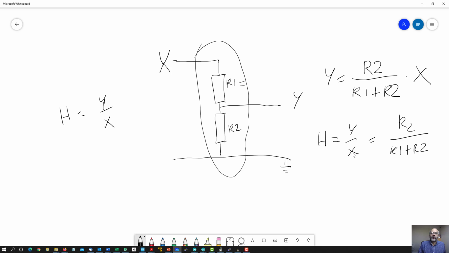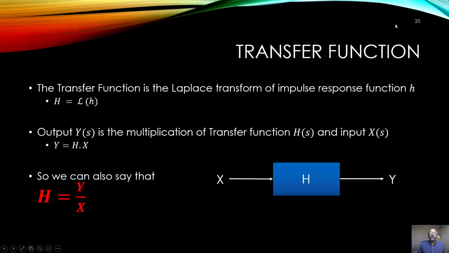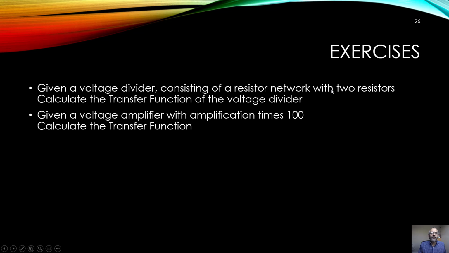And yeah, let's assume that this is 100, this is 1000, for example. Just an example. That would mean that H is 1000 divided by 1100, or 10 divided by 11. Of course, H is always smaller than 1. Output is always smaller than input. It's not possible that it's bigger for ordinary resistors. That is the intention of the first exercise.